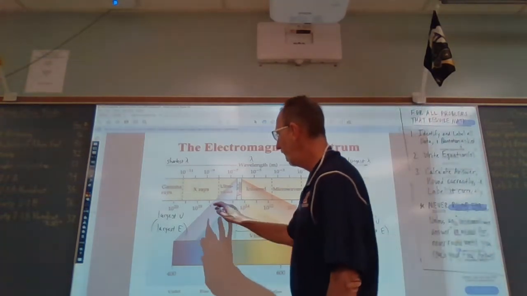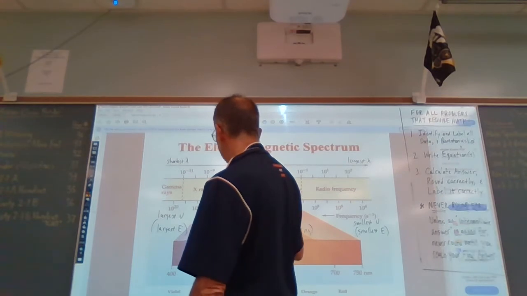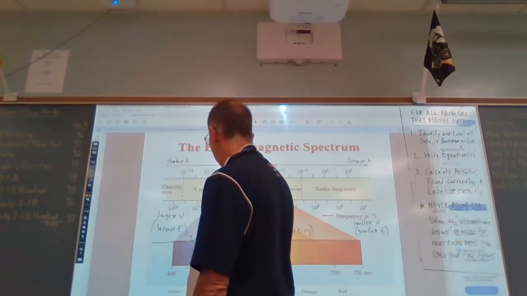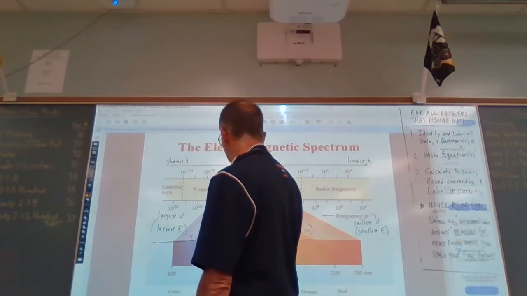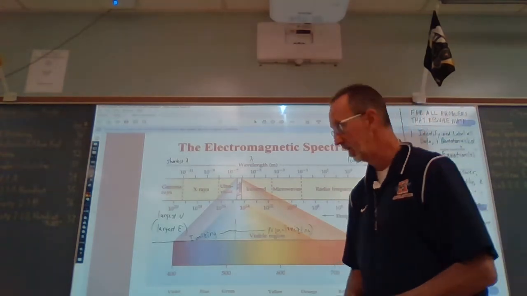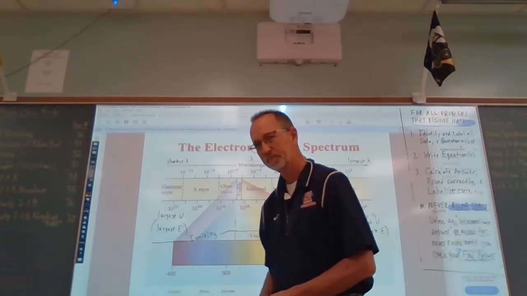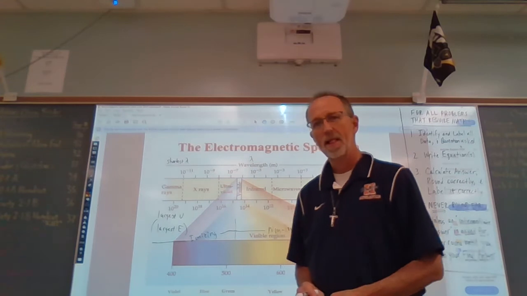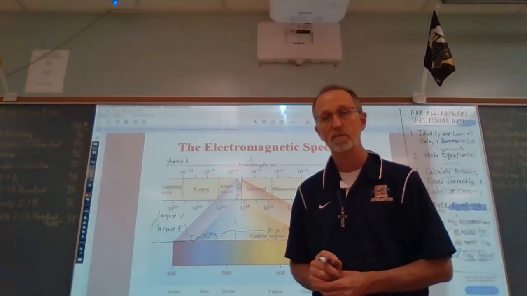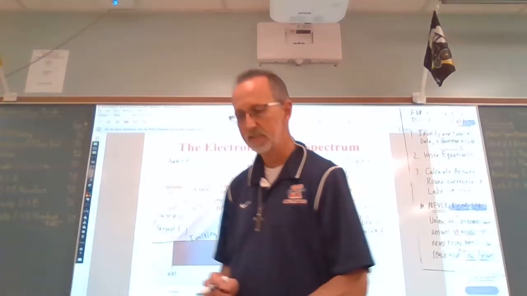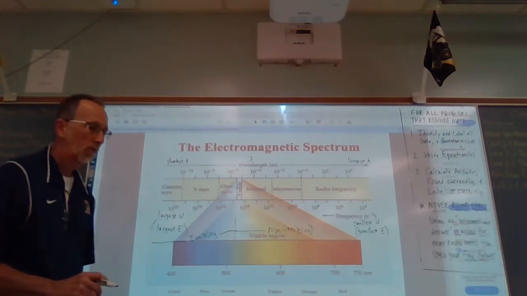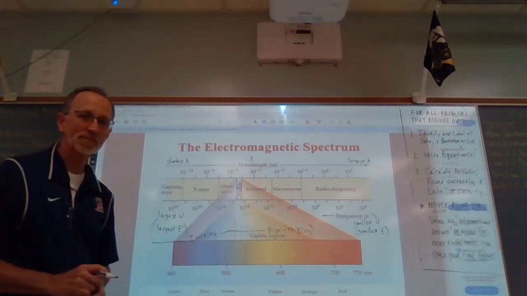But when you get over here, UV on up, UV, X-ray, and gamma, now we're looking at ionizing radiation, which of course is something we've got to be concerned about. And as you get more energetic, larger frequency, the energy associated with those types of EMR becomes more and more dangerous to living cells. All right. So now we are going to look at the visible spectrum.